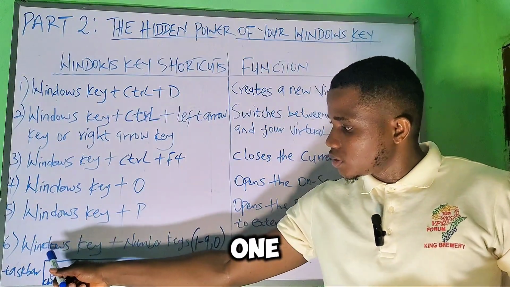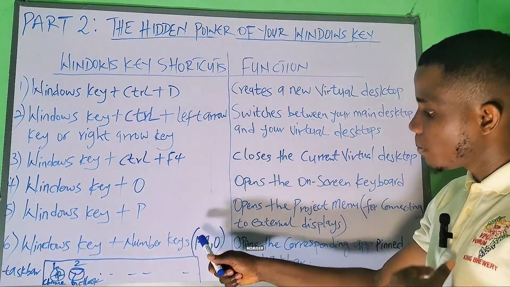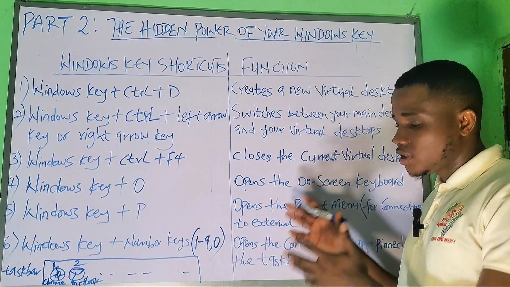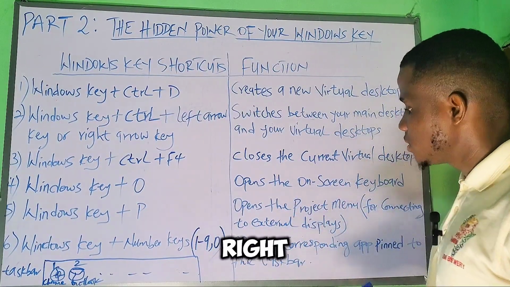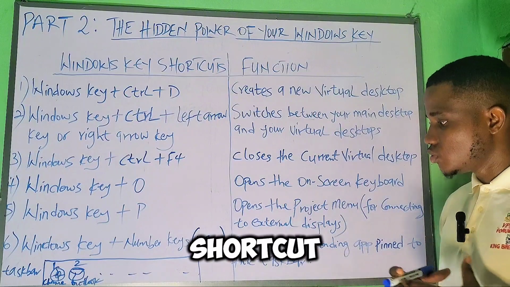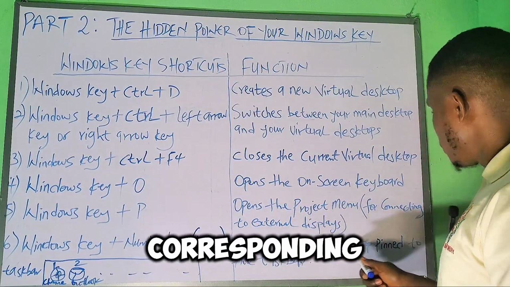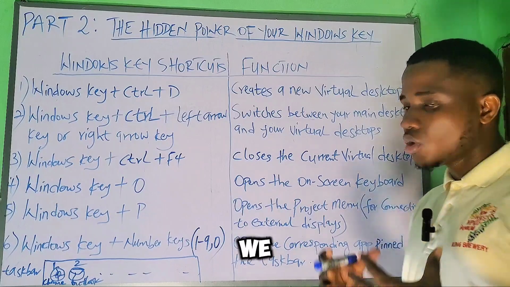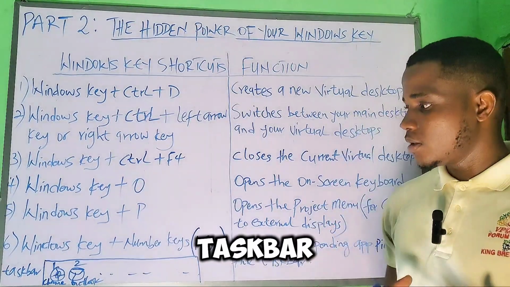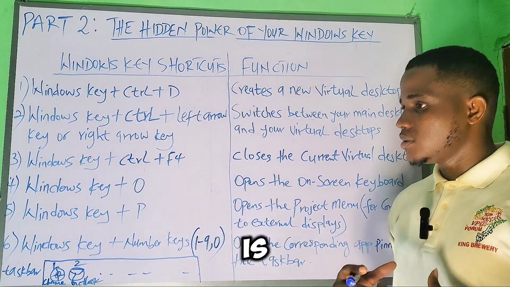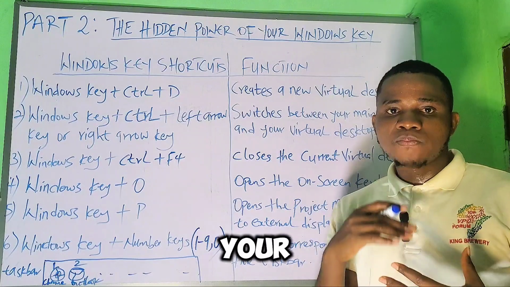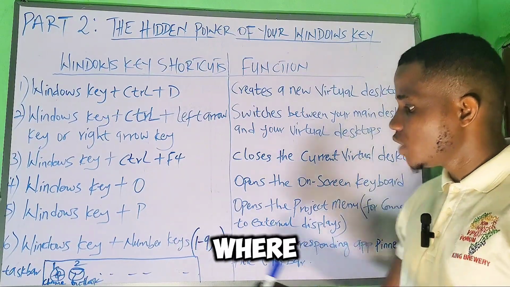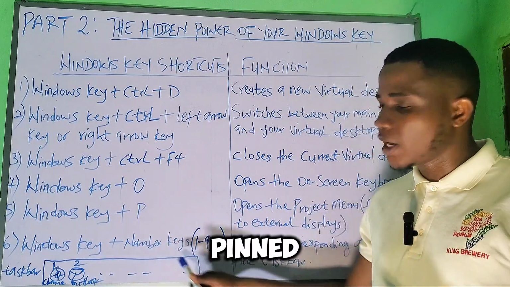So the sixth one is Windows key plus number keys from 1 to 9, then 0 being 10, right? So what does this shortcut do? It opens the corresponding app pinned to the taskbar. So we all know what a taskbar is. The taskbar is that area on your desktop at the bottom where you have many pinned applications that you frequently use.